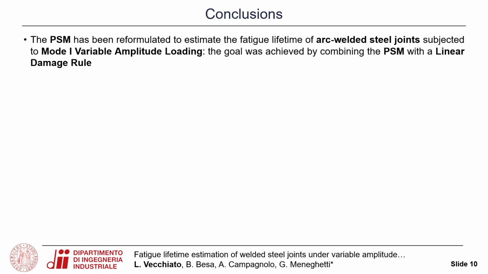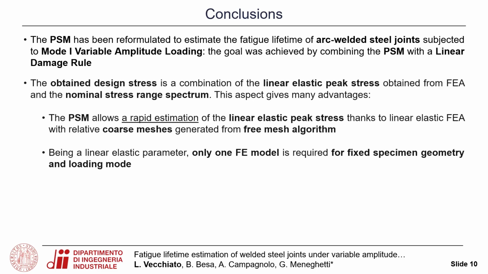So, coming to the conclusion, the peak stress method has been reformulated to take into account variable amplitude loadings in the estimation of the fatigue lifetime of arc-welded steel joints subjected to prevailing mode 1 loadings. The goal was achieved by combining the peak stress method with a linear cumulative damage rule. The obtained design stress is a combination of the linear elastic peak stress, which can be obtained from finite element analysis, and the nominal stress range spectrum.